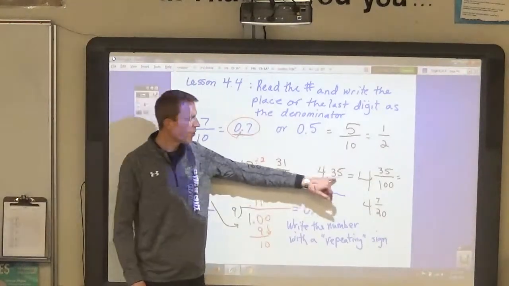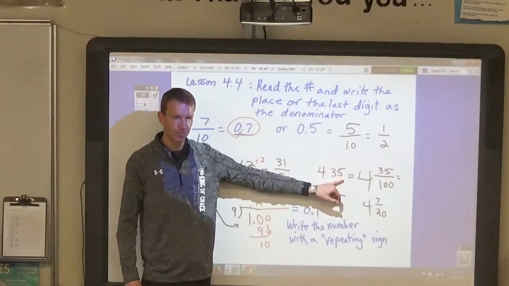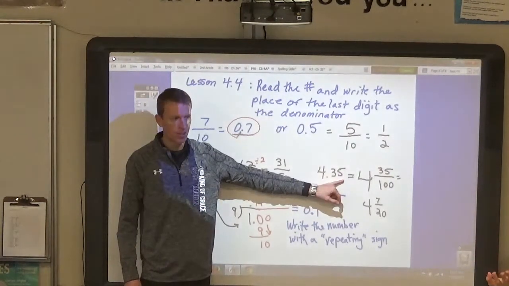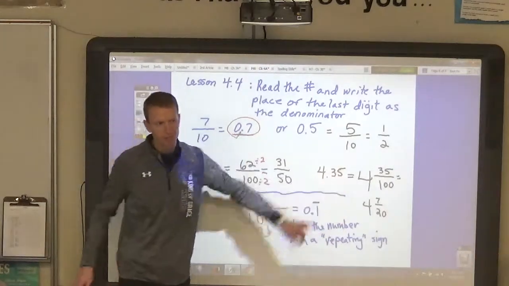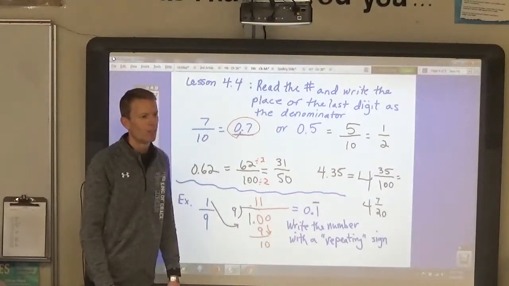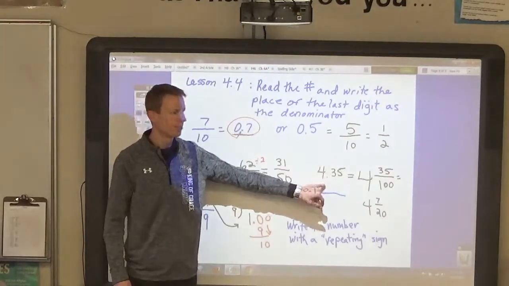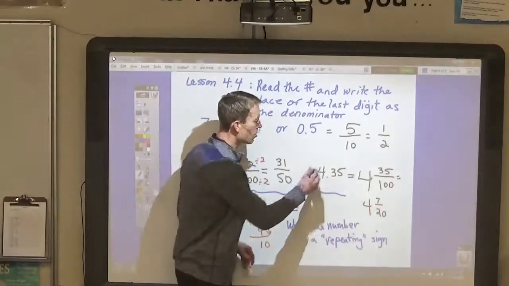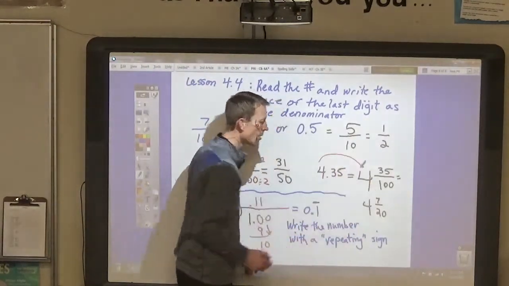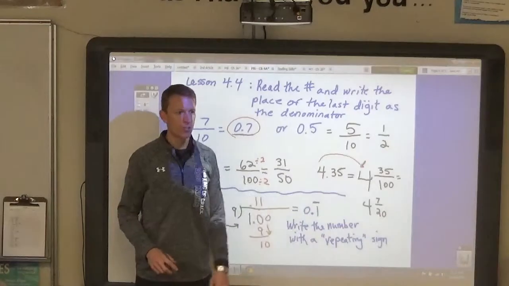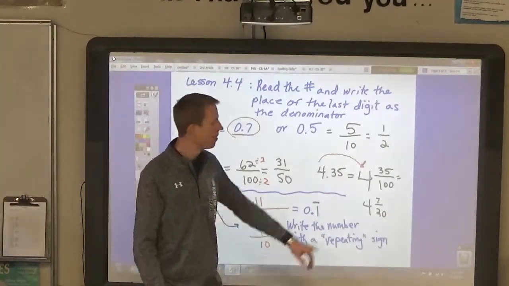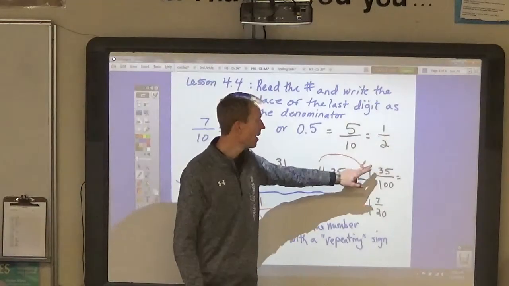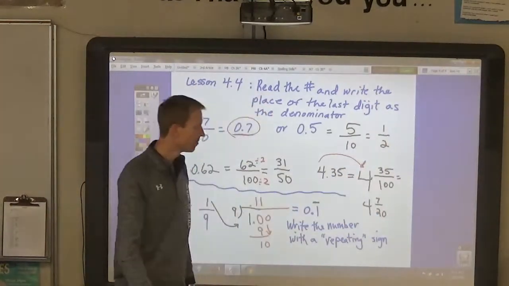Like 4 and 35/100ths. Look at this one. 4 and 35/100ths. Abby, what do we do with the 4? You make it the whole number. As a mixed number, if this becomes the whole number, then 35/100ths is written as, we're starting with the decimal. Okay, and then writing it as a fraction.